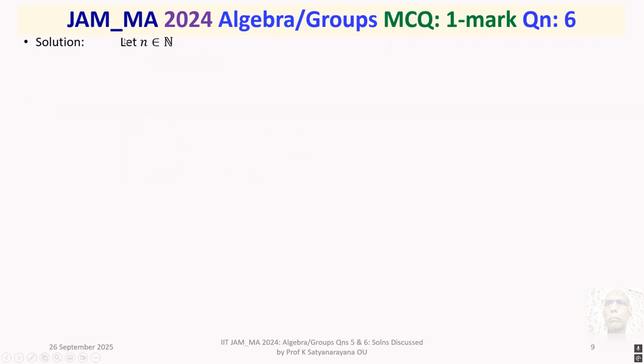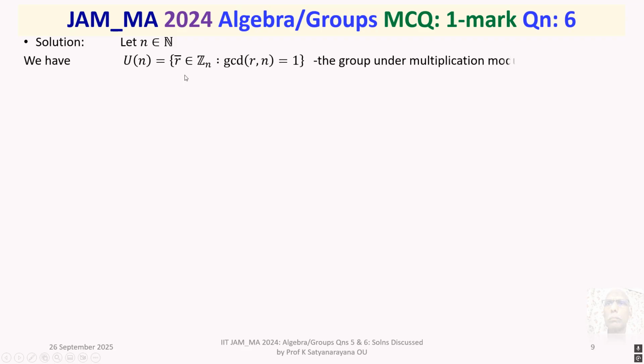We have small n belongs to capital N. It is a natural number. We have U of n as residual classes modulo n, R bar belongs to Zn, where the GCD of R comma n is 1. It is given that it is a group under multiplication modulo n. Agreed. Now let's take the first one.